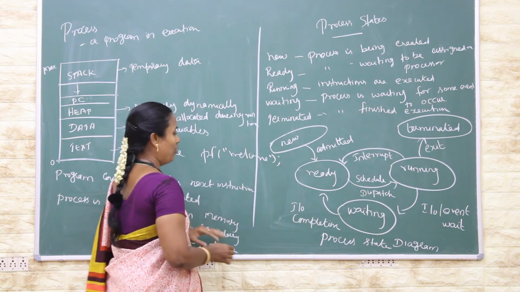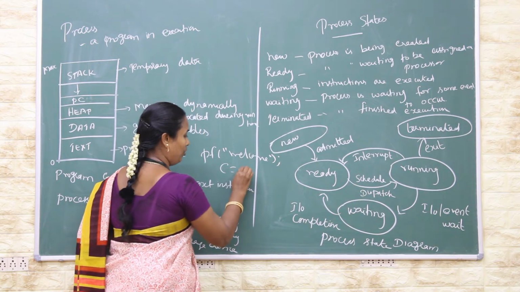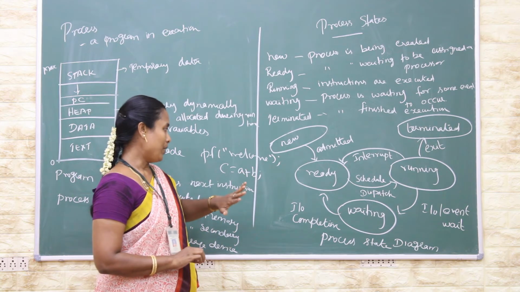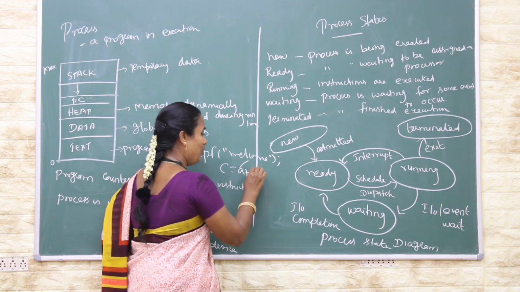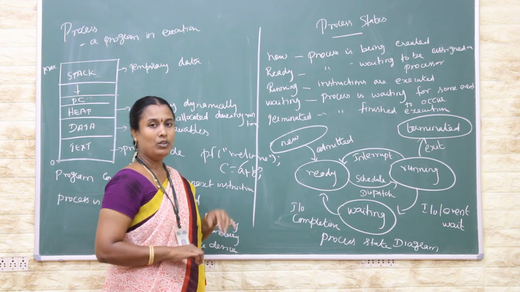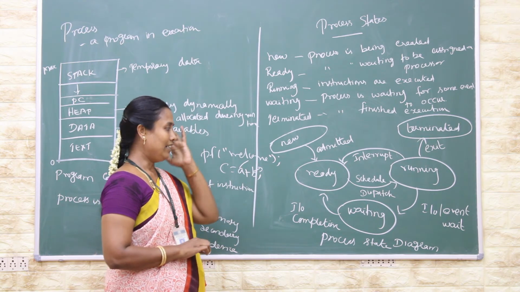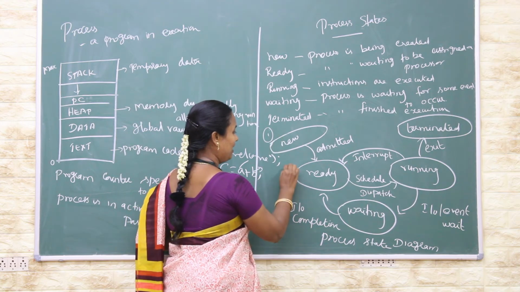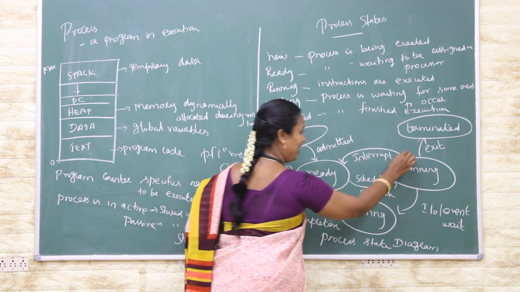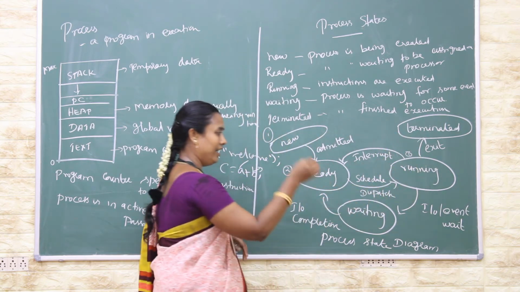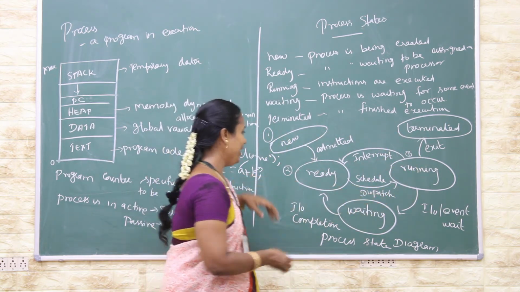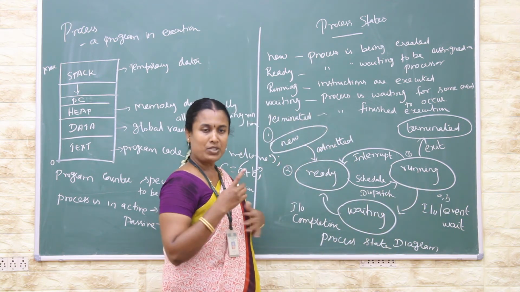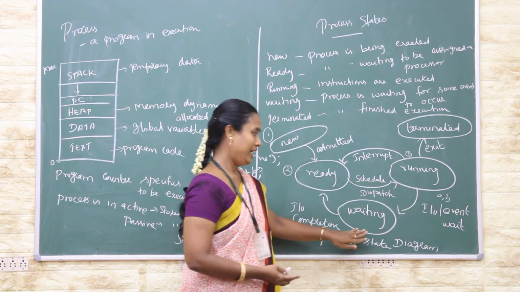Okay. So one more example. For example, I want to do the addition of two numbers. To do the addition, you have to get the values of A and B, then only can you calculate the value of C. So at that time your process first goes to the new state, then ready state, then running state. While running, it needs to get the values of the variables A and B. At that time your process is switched from running state to waiting state.